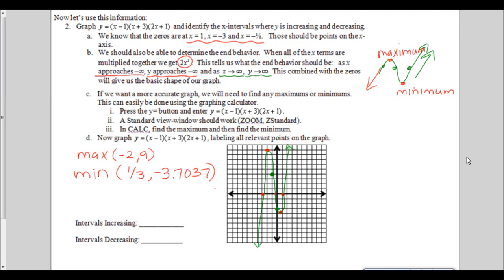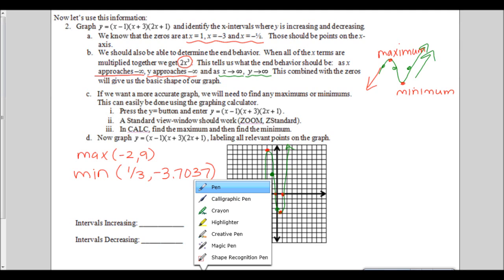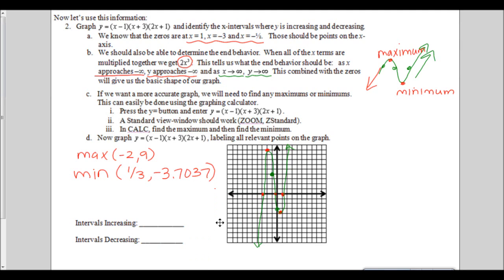So I need to state the intervals where the function is increasing and the intervals where the function is decreasing. Remember that when we were doing increasing and decreasing in the past, we always wanted to go from left to right. So increasing would mean going up and decreasing would mean going down. If I look at my graph going from left to right, on this part of the curve, I'm going up, so I'm increasing.